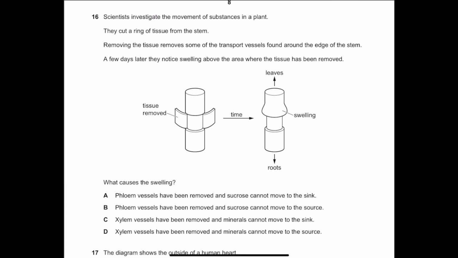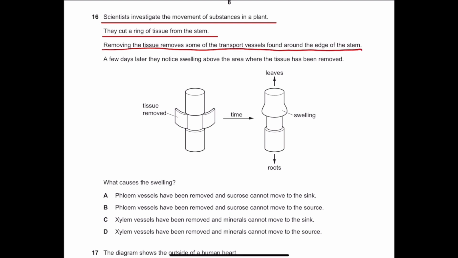Number 16. Scientists investigate the movement of substances in a plant. They cut a ring of tissue from the stem. Removing the tissue removes some of the transport vessels found around the edge of the stem. A few days later, they notice swelling above the area where the tissue has been removed.